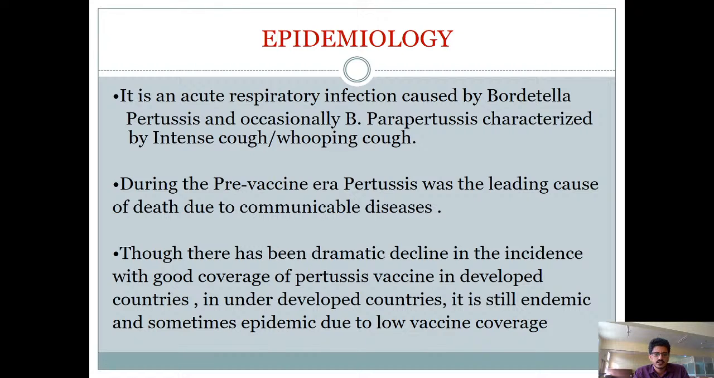During the pre-vaccination era, pertussis was the leading cause of death due to communicable diseases. Though there has been a dramatic decline in incidence with good coverage of pertussis vaccine in developed countries, in underdeveloped countries it is still endemic and sometimes epidemic due to low vaccine coverage. India is the same. It is still endemic only.